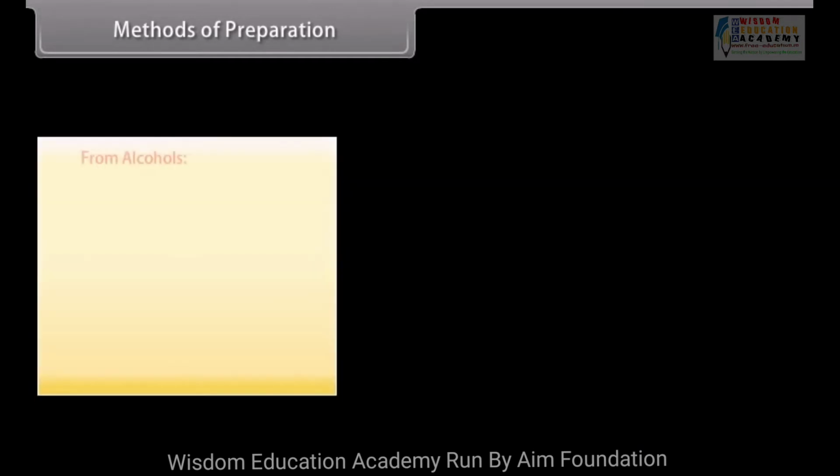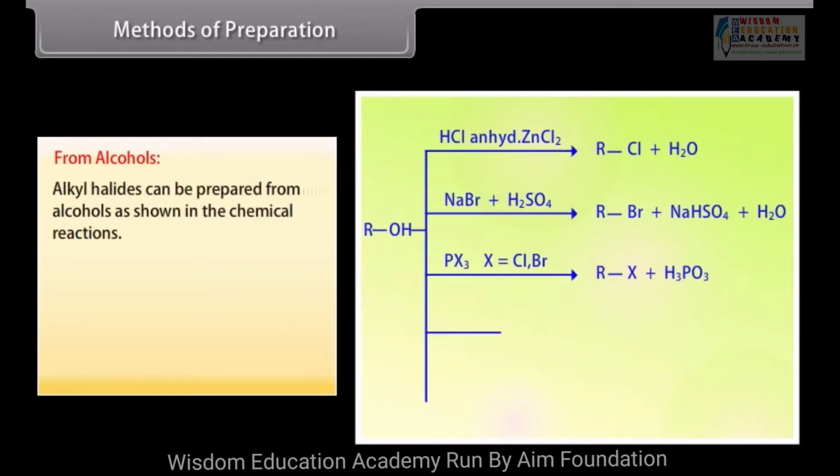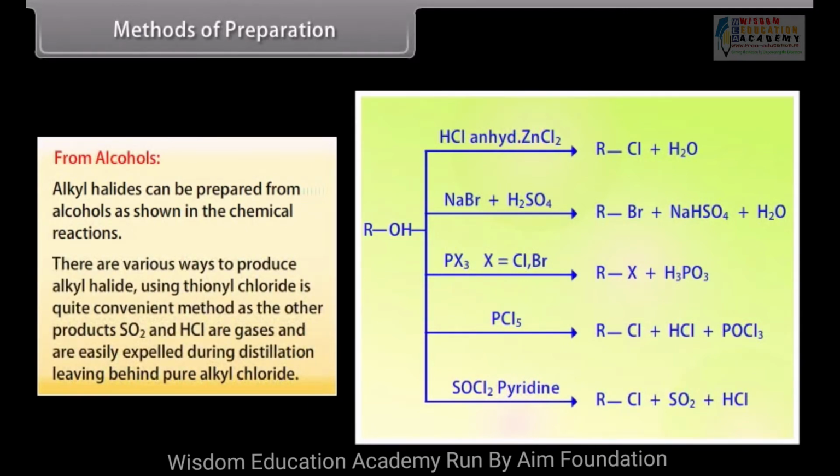Methods of preparation. From alcohols. Alkyl halides can be prepared from alcohols as shown in the chemical reactions. There are various ways to produce alkyl halides. Using thionyl chloride is a quite convenient method as the other products, SO2 and HCl, are gases and are easily expelled during the distillation, leaving behind pure alkyl chloride.